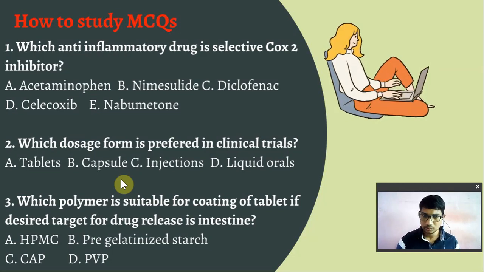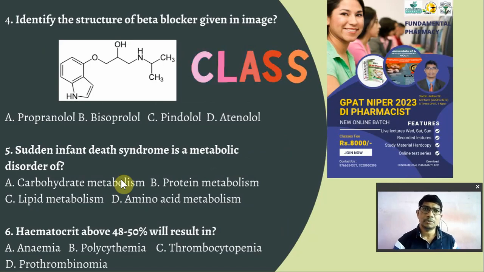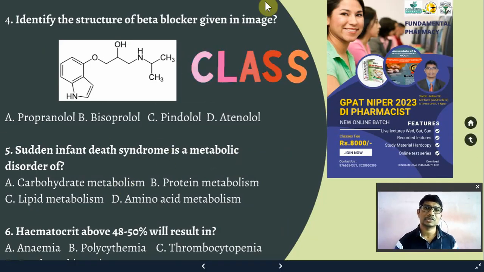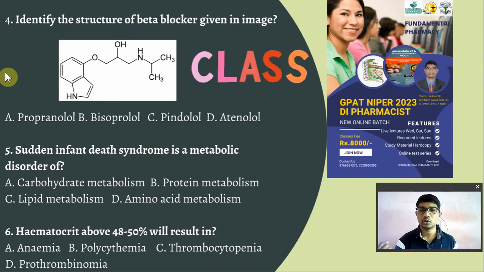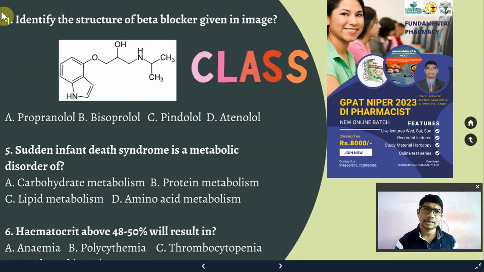How to study MCQ. Identify the structure of beta blocker in the given image. So here is the question in front of you. They will give you one structure and they will ask you to identify the drug. Such kind of questions they have started asking in the GPAT exam. In this type of question, you have to focus on the heterocyclic ring present in the structure. That is nothing but the indole over here. So you can see the indole ring is there.